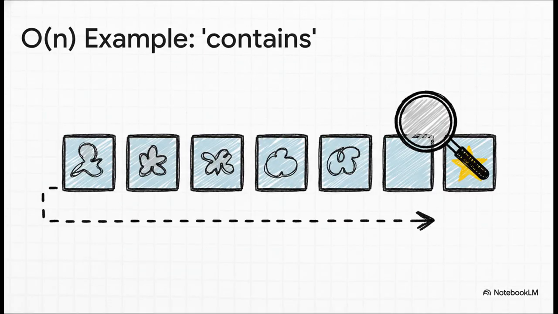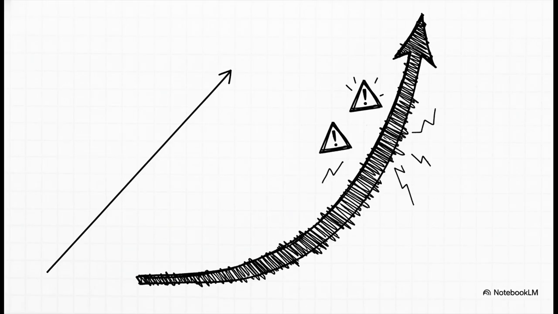A perfect example of this is just searching through a list, one item at a time. In that worst-case scenario, the thing you're looking for is at the very end, so you have to check every single item. The amount of work is directly tied to the size of the list, which we just call N. Makes sense. All right, now we're starting to get into the danger zone.